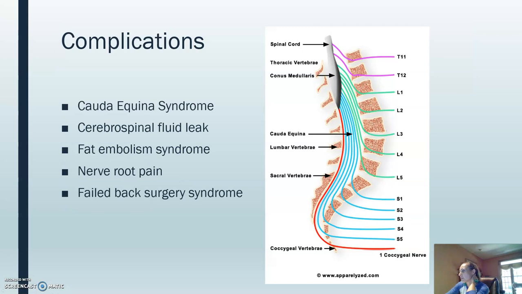Complications of these back problems could include cauda equina syndrome, which is when these nerves become compressed between the vertebrae. That can lead to immobility and incontinence. You may have a cerebrospinal fluid leak, fat embolism, nerve root pain, or something called failed back surgery, and that's literally just what it says. It's very common for these back surgeries just not to work at all.